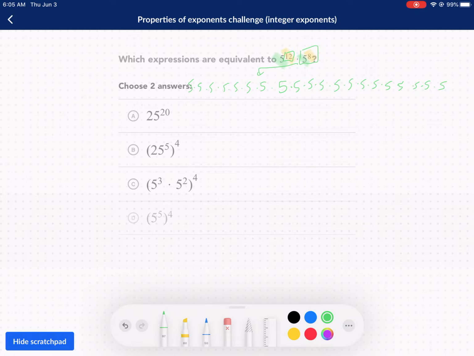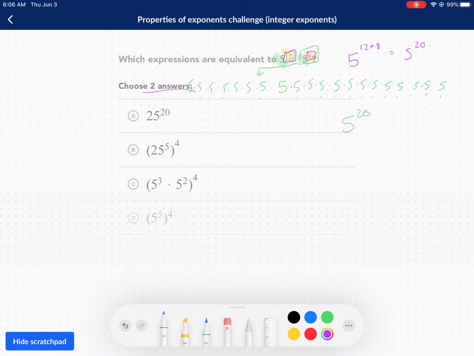Now, what does that mean? That means we can have 5 times itself how many times? 1, 2, 3, all the way to 20. 5 to the 20th power. That's what it's equal to, okay? And that goes along with our law of exponents, that if we have like bases, we can add the exponents. So it's essentially the same as 12 plus 8, 5 to the 20th power. You probably already knew that if you're taking this challenge, but I just wanted to show another way to go about it. Okay, so we just have to find which one of these is equivalent.